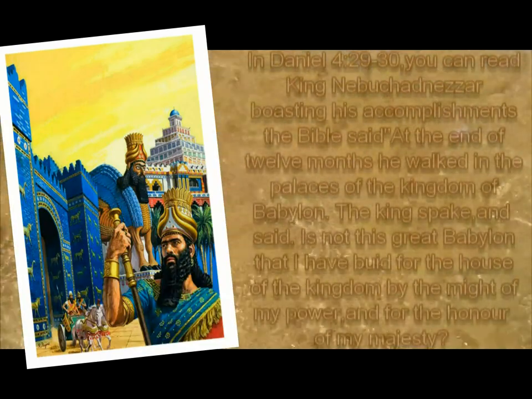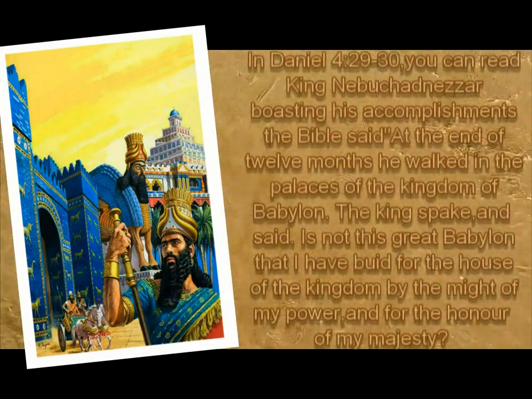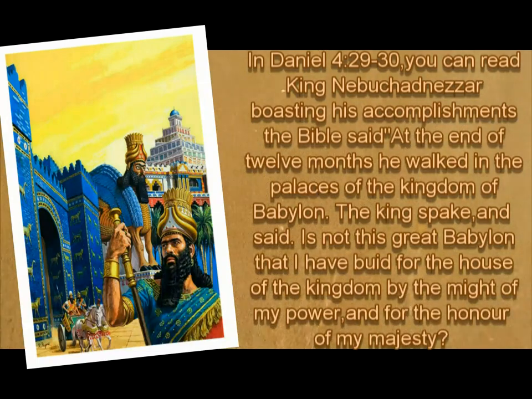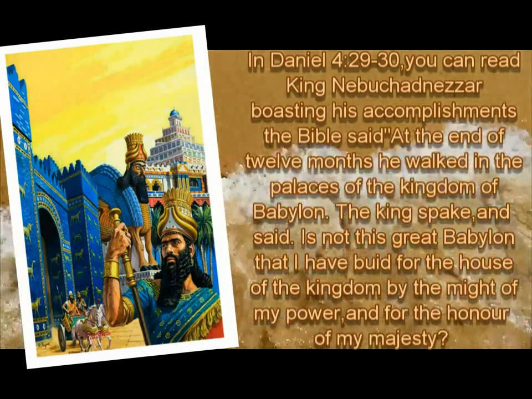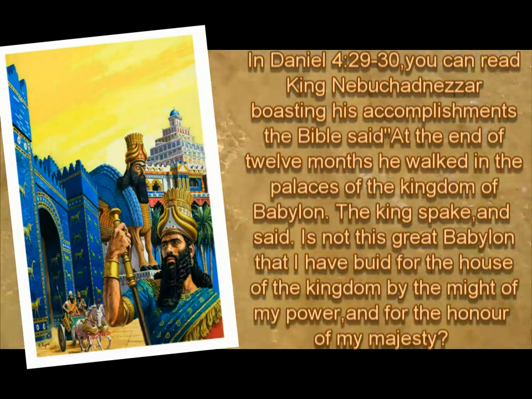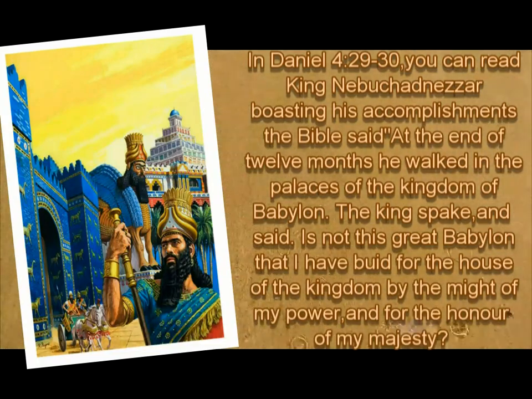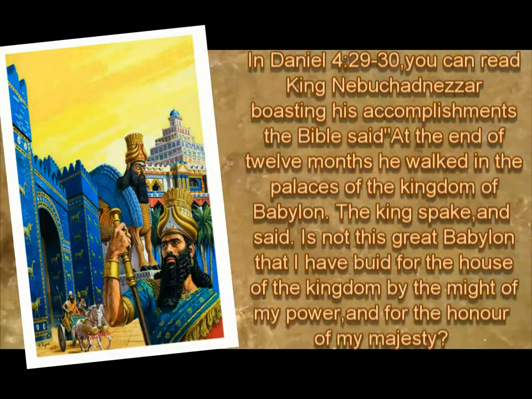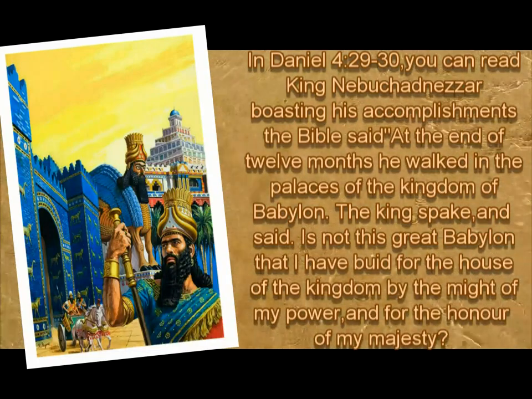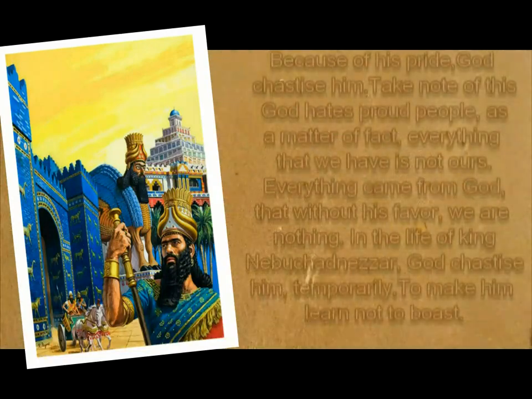In Daniel chapter 4 verses 29 to 30, you can read that King Nebuchadnezzar was boasting of his accomplishment. The Bible said, "At the end of 12 months he walked in the palace of the kingdom of Babylon. The king spake, and said, Is not this great Babylon, that I have built for the house of the kingdom by the might of my power and for the honor of my majesty?" Because of his pride God chastised him.